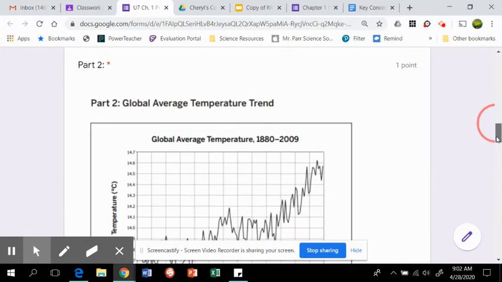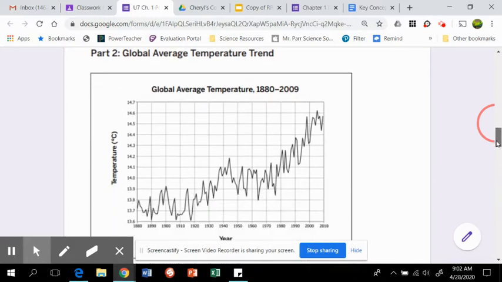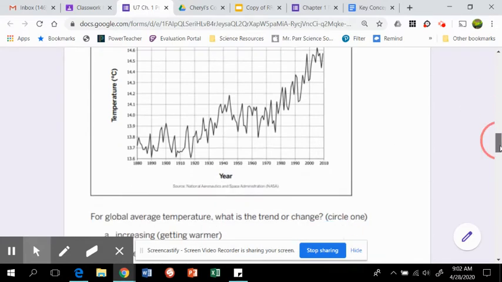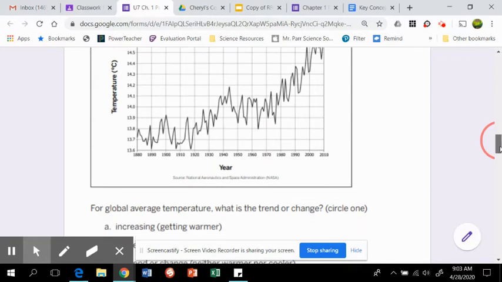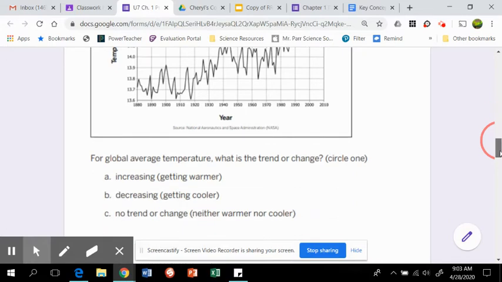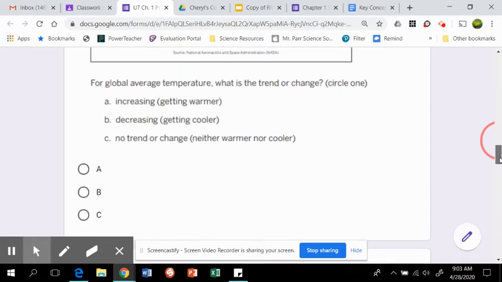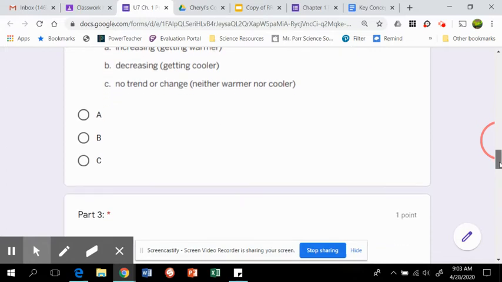Okay, part 2, global average temperature trend. Here you have a graph, global average temperature, 1880 to 2009. X-axis you have year, Y-axis you have temperature. For global average temperature, what is the trend or change? What is the trend overall? Is the trend A, increasing or getting warmer? Is the trend B, decreasing or getting cooler? Or C, no trend or change, which means neither warmer nor cooler? You're going to choose A, B, or C.